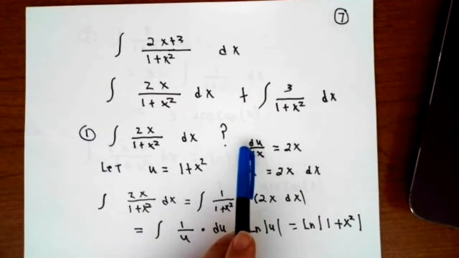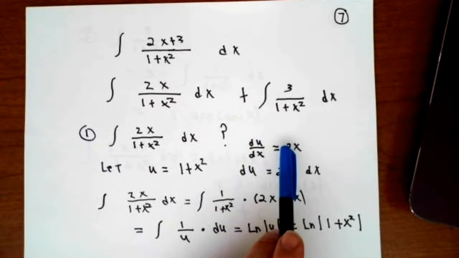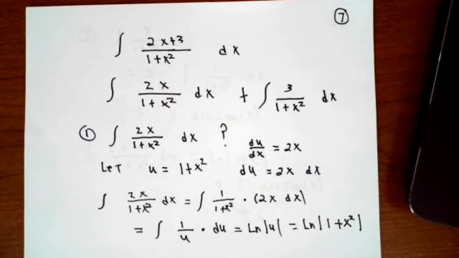The derivative of u with respect to x is 2x. These things are not really fractions, but as you'll remember from Calculus 1, in certain circumstances, we can get away with pretending that they are. This is one of those circumstances. du is 2x dx. In my integral, I can think of grouping the 2x with the dx.